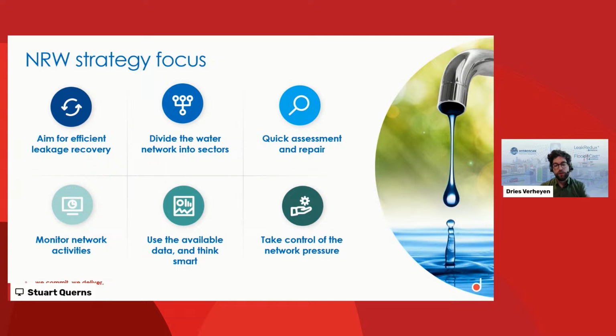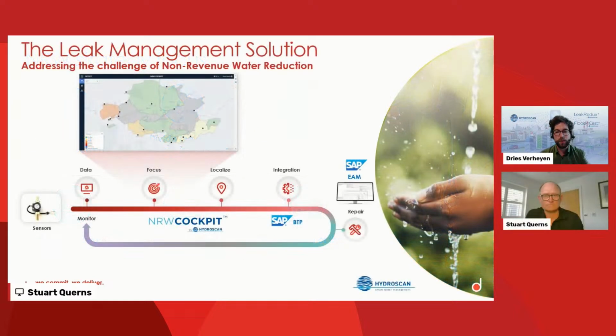Another way of controlling leakage is, of course, taking control of your network pressure. If you take these measures on your network, this can also be monitored with the NRW cockpit. And now I give the word to Stuart. He will talk more about the further integrations from the NRW cockpit.